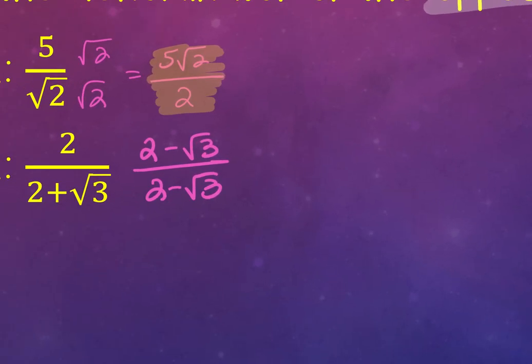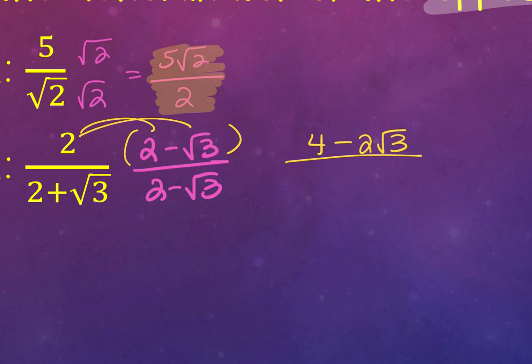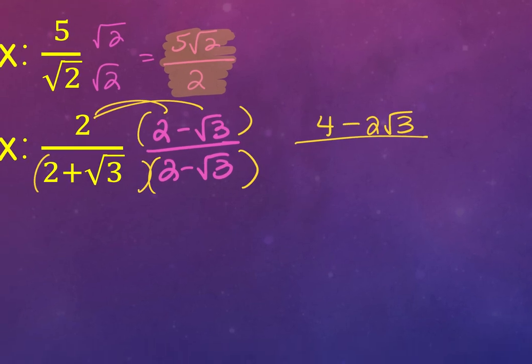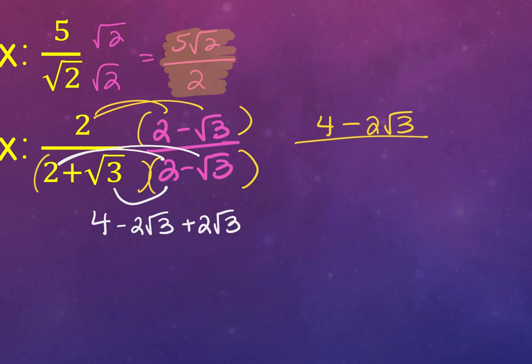So then I'm going to actually distribute what's in the top. So this is going to be multiplication. This goes here, 4 minus 2 root 3. And in the bottom, I have to FOIL. I'm going to show you a shortcut in a minute. But if you FOIL this out, 2 times 2 is 4. 2 times negative root 3 is negative 2 root 3. 2 times positive root 3, positive 2 root 3. And root 3 times negative root 3 is what?